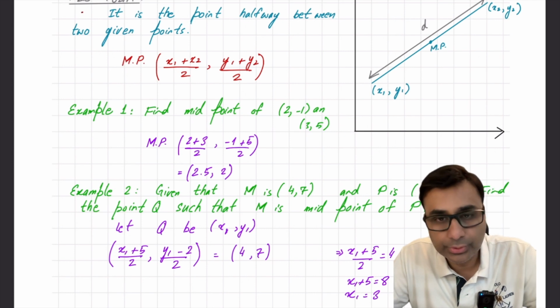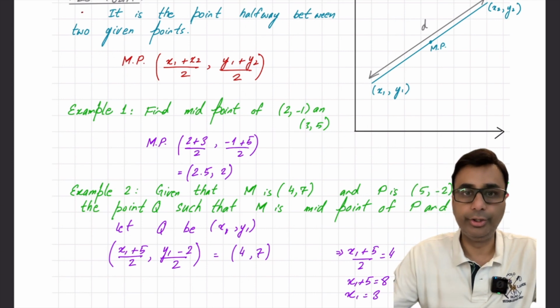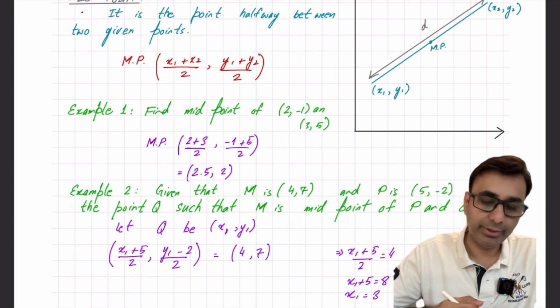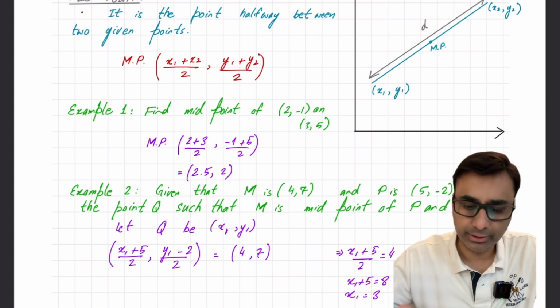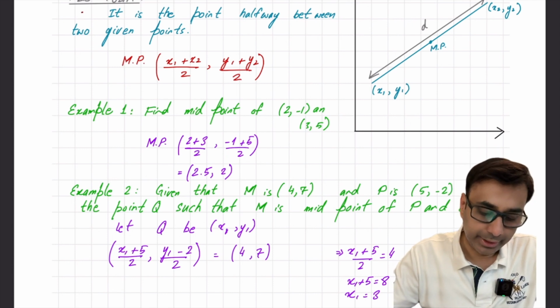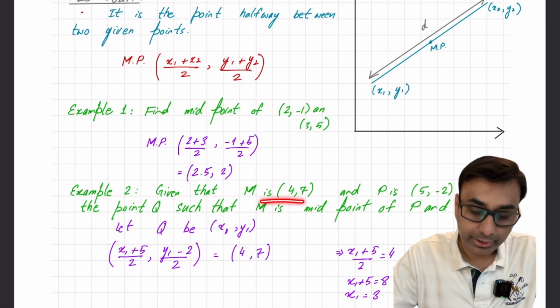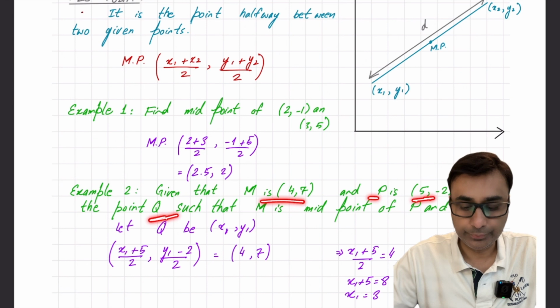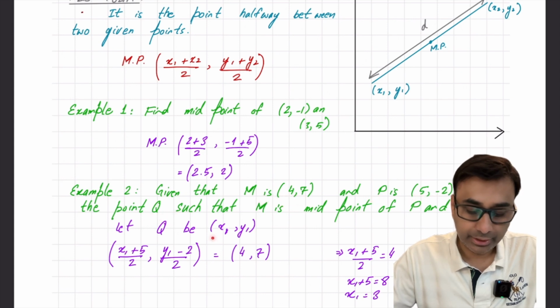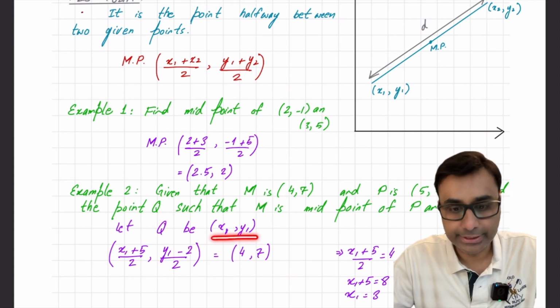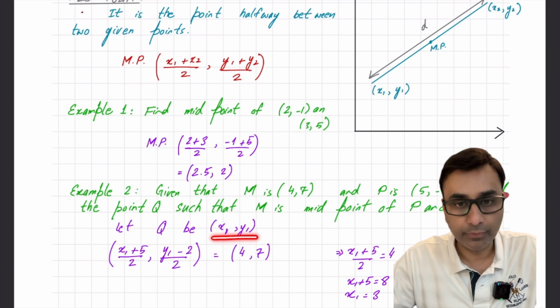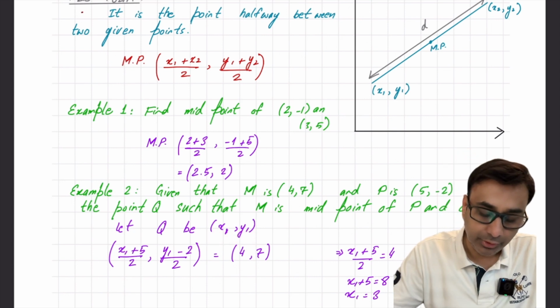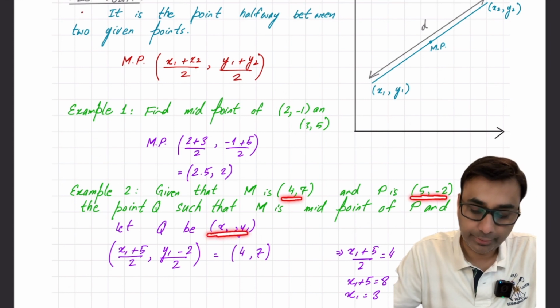You can also use this in a situation where you know the midpoint, you know one of the exterior points, and you have to find the other exterior point. Like for instance, this is the midpoint and P is 5, -2, and we have to find the other point Q. So we can suppose the other exterior point Q as x1 and y1, and we know that this midpoint would be the average of this point and this point.